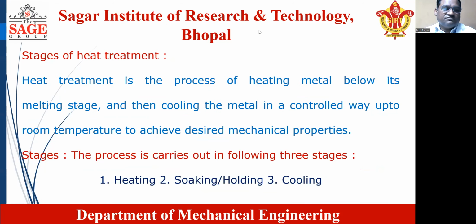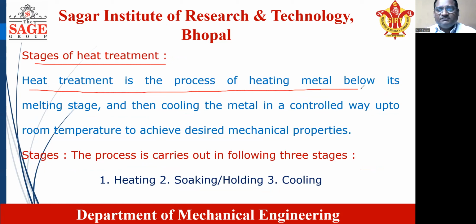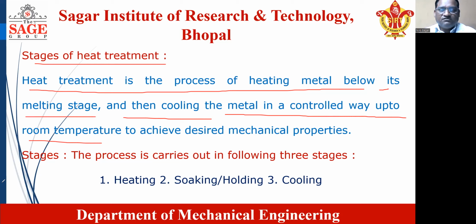Now, what are the stages of the heat treatment process? How is the heat treatment process carried out? Heat treatment is the process of heating metal below its melting stage, and then cooling the metal in a controlled way up to room temperature by using a suitable cooling medium to achieve the desired mechanical properties.